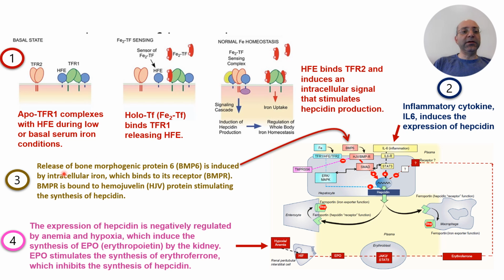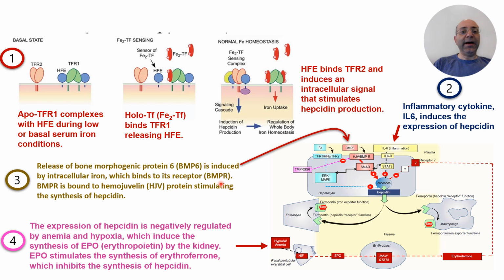عندنا كمان ميكانيزم اللي هو بروتين تاني signaling بروتين اسمه bone morphogenic protein 6. هذا بيصير له induction لما تزيد كمية الانتراسيلولار ايرون، فبصير في release له. It binds to its own receptor اللي هو bone morphogenic protein 6 receptor, sending a signal inside the cell to stimulate the synthesis of hepcidin.